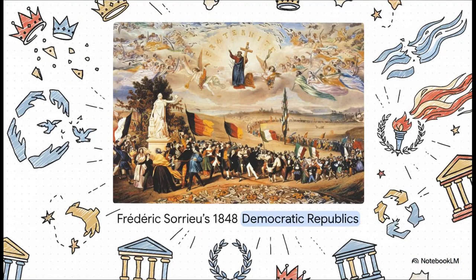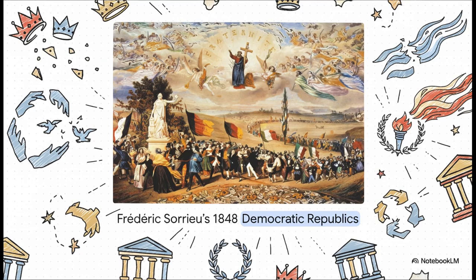Now, you guys know board examiners absolutely love testing picture-based source material, right? So we really need to pay attention here. What you're looking at is a print from way back in 1848 by a French artist named Frédéric Soryo. This is actually the first of a 4-part series he made, and he gave it this grand title, The Dream of Worldwide Democratic and Social Republics.